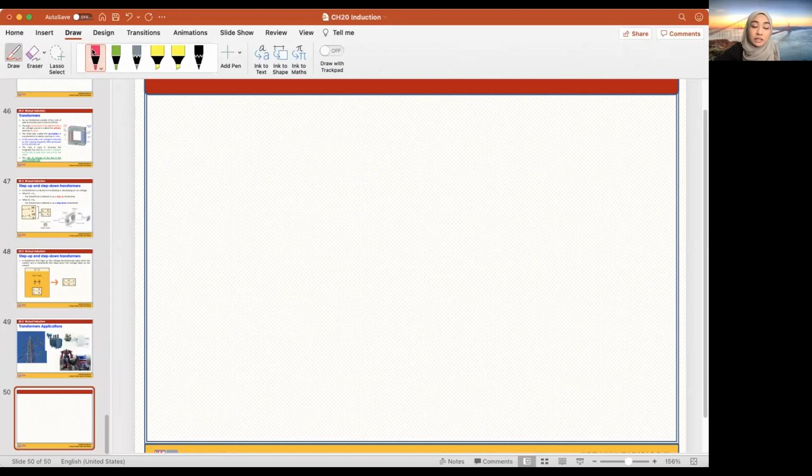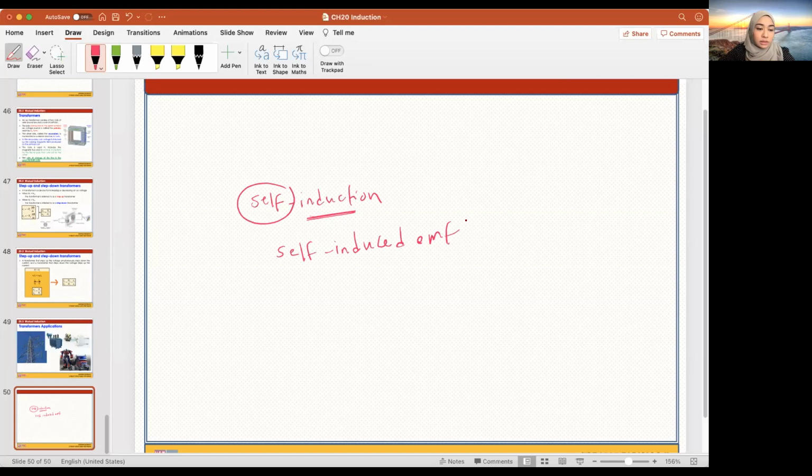Yesterday we talked about the last part of chapter 20. We talked about self-induction, right? The word induction means to induce. So from self-induction, we will get self-induced EMF, whereby the change that induces the EMF comes from the system itself.